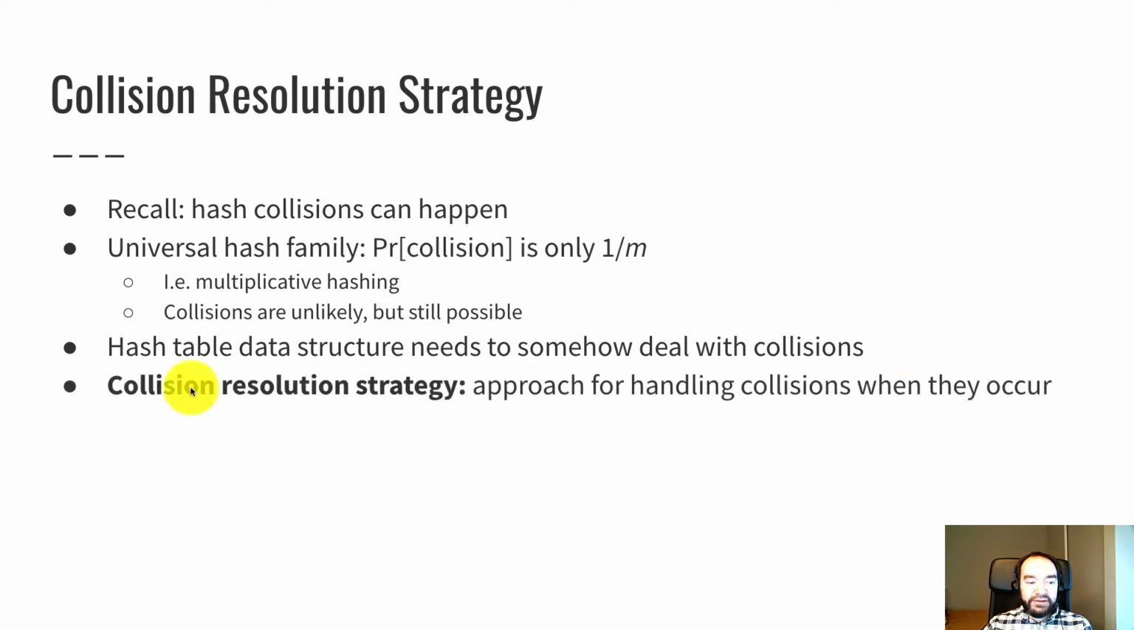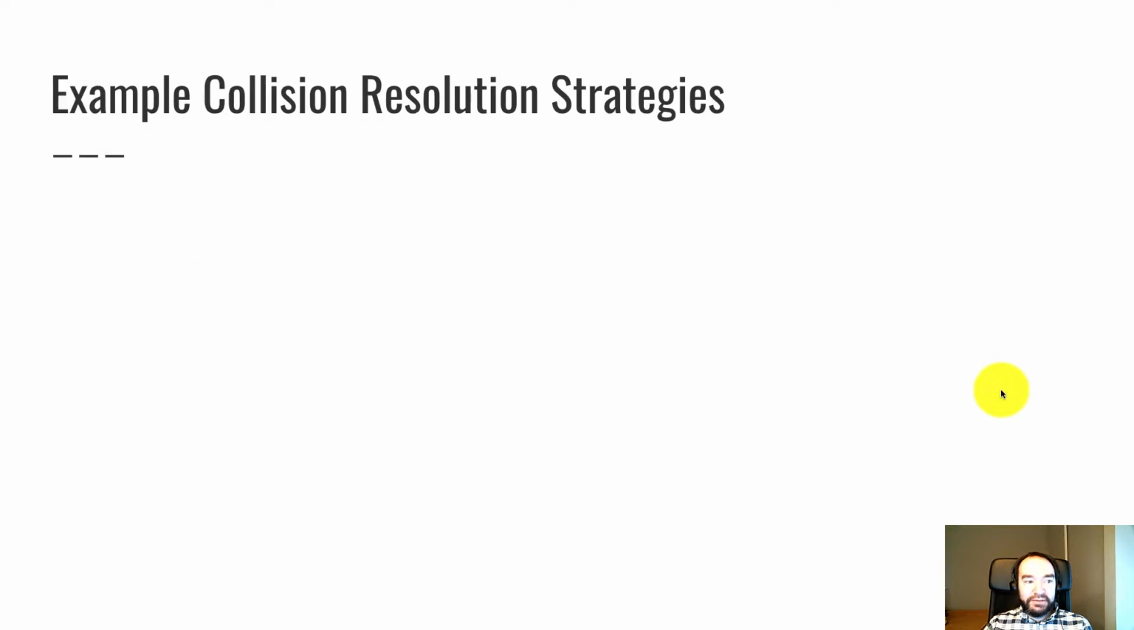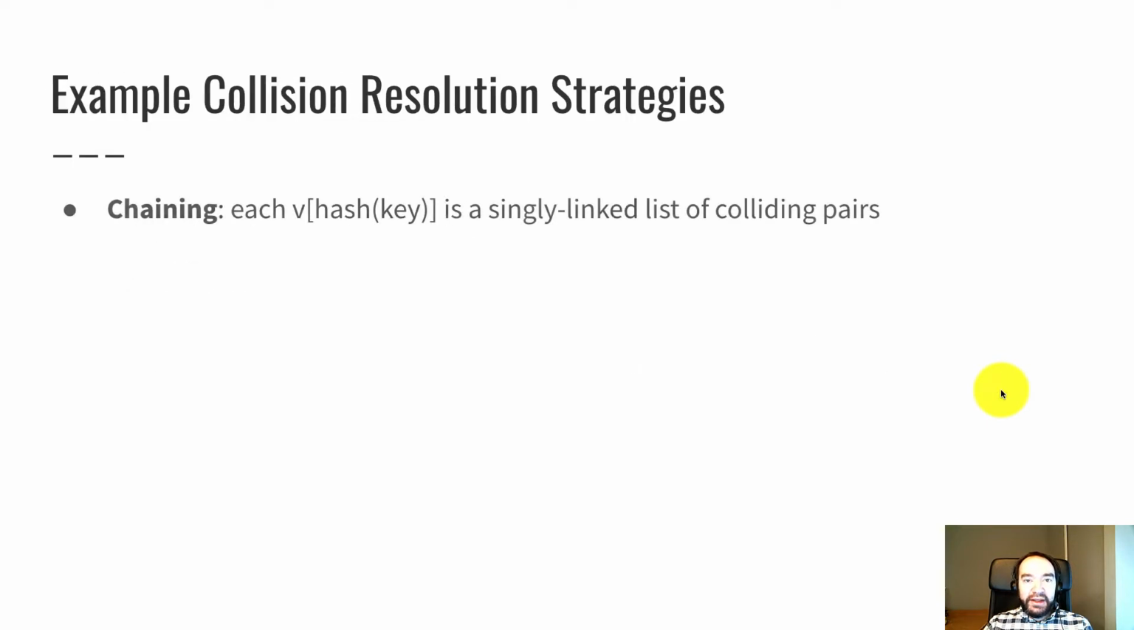A collision resolution strategy is the approach that a hash table data structure uses for handling collisions when they do occur. There's a number of them that have been developed over the years. One is chaining. In chaining, V of hash of key is a singly linked list of all the colliding pairs. So rather than just having a pointer to one pair there, we have a linked list of perhaps one or maybe more than one pairs that all collided according to the hash function.